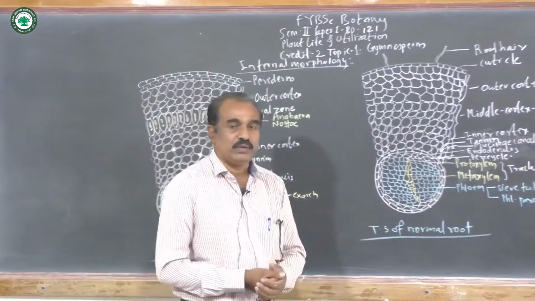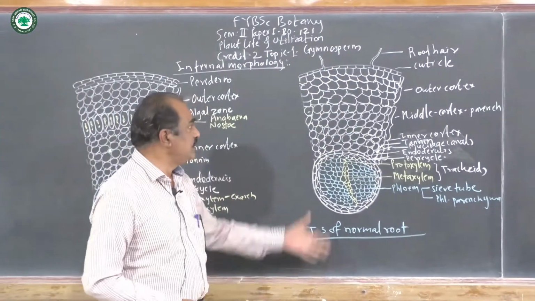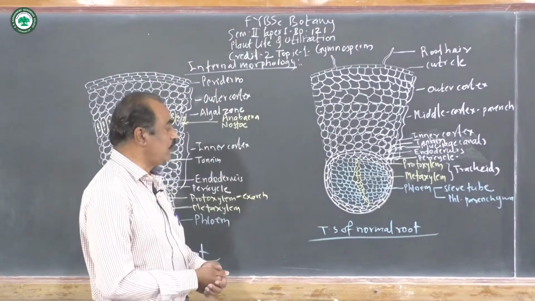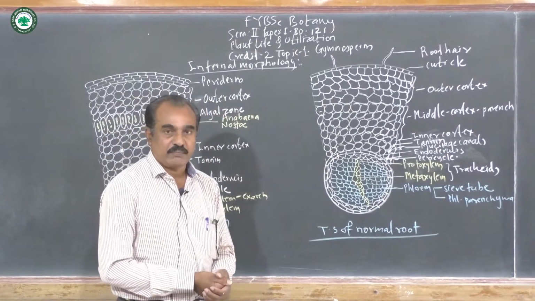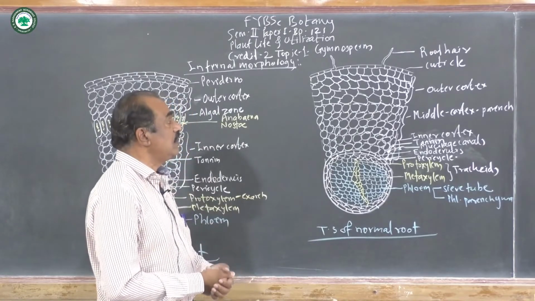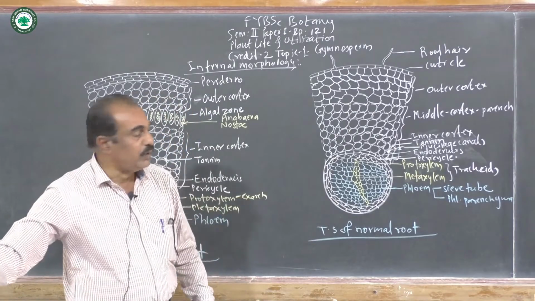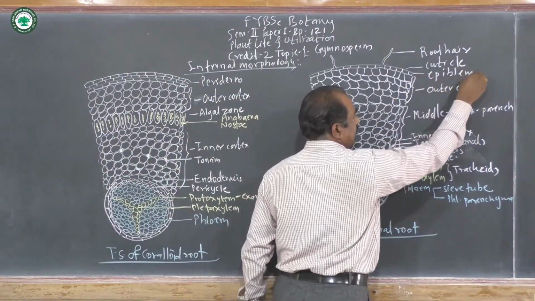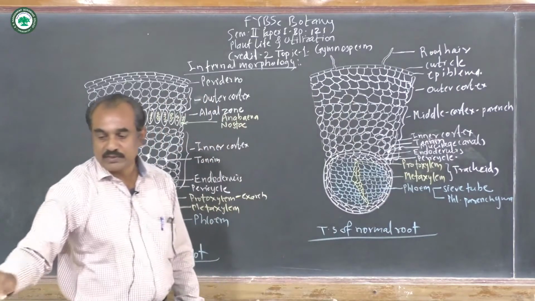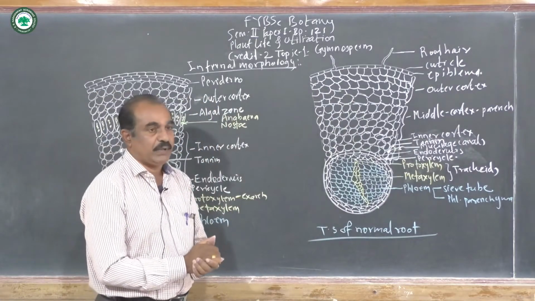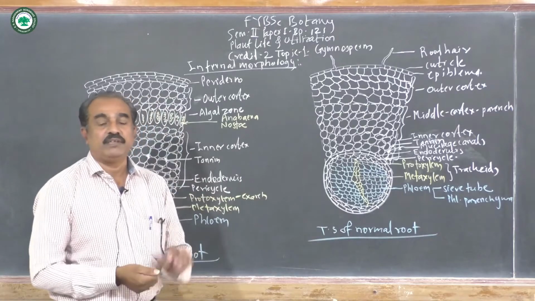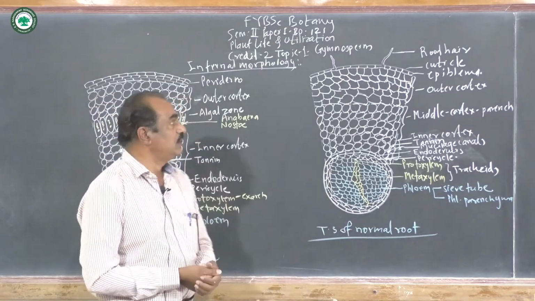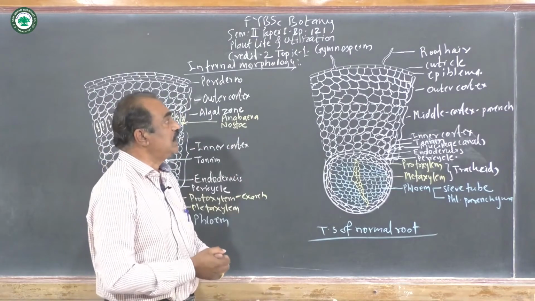Now, there is another root, that is the taproot system. This is the internal morphology, showing all the cellular details of the normal taproot system. The external layer is covered by the cuticle. So this is the cuticle and this is the epiblema. The outermost layer, which is a single layer, is called the epiblema, and externally it is covered by a thin layer of cuticle. This is the xeropathic character of this Cycas root. Above this there are the root hairs.